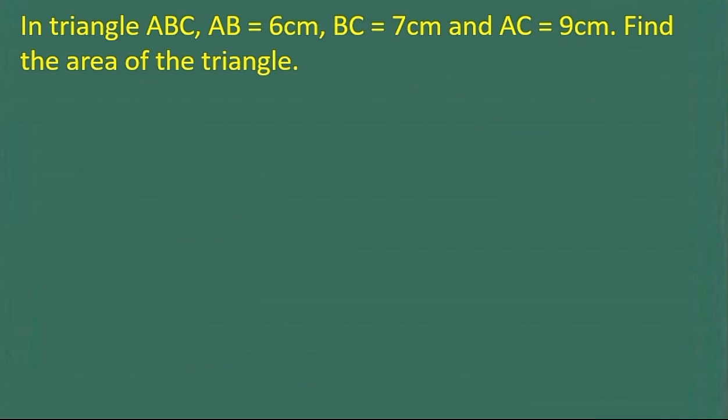Let's also try another question. We have here a triangle ABC, AB is 6 centimeters, BC is 3 centimeters, and AC is 9 centimeters. Find the area of the triangle. Now we notice that in this triangle, the dimensions of the three sides are given. And first, let's sketch this triangle.